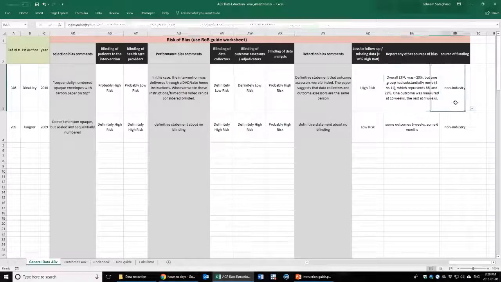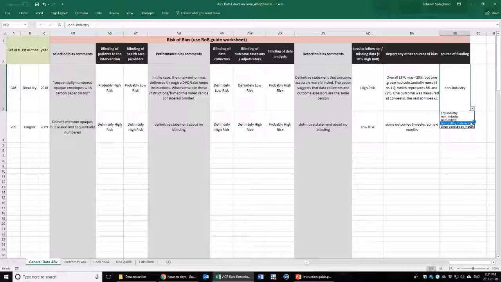Last in this section is source of funding. This is a drop-down menu. We have options for being funded by any industry or no industry. So if the study received funding by industry and non-industry sources, we would say any industry. We don't have an option for partially industry funded. There is an option for an explicit statement of no funding and an option for funding not reported.